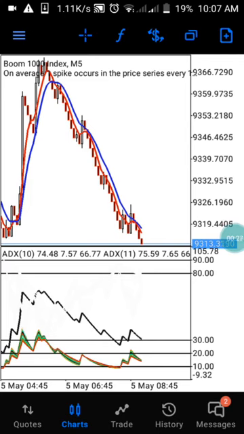So guys, today I bring out a wonderful strategy for you that you can use to catch very big spikes on Boom 1000, Boom 500 and Boom 300. This strategy only works on Boom indices, only Boom 1000, 500 and 300.